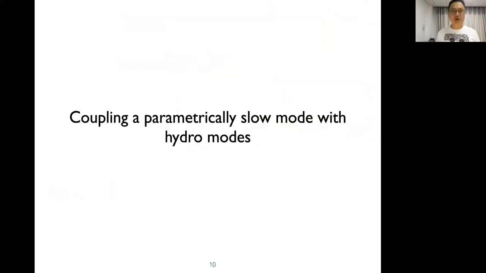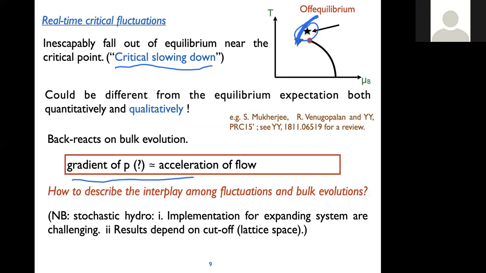Any questions at this moment? Yes, I have a question. You are trying to have some effective description in the region around the critical point, is that correct? Yes. And in this region, the first order line will go through it. So do you expect some discontinuity if you cross this line?